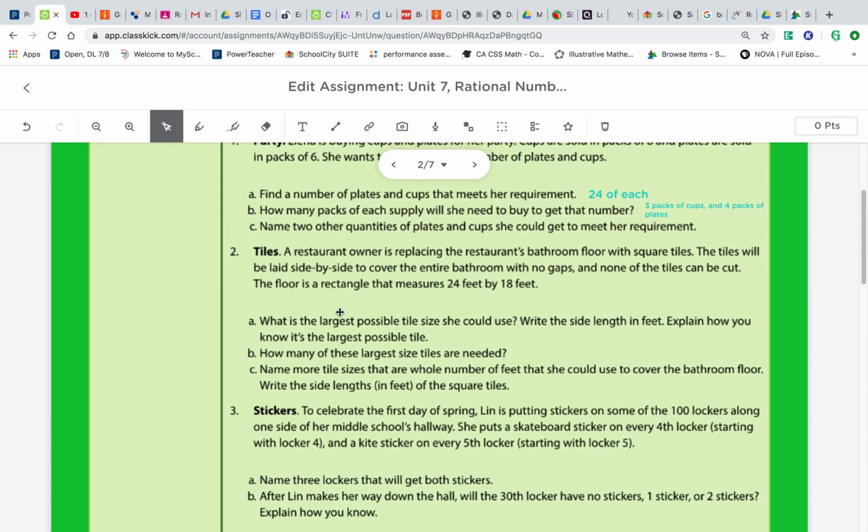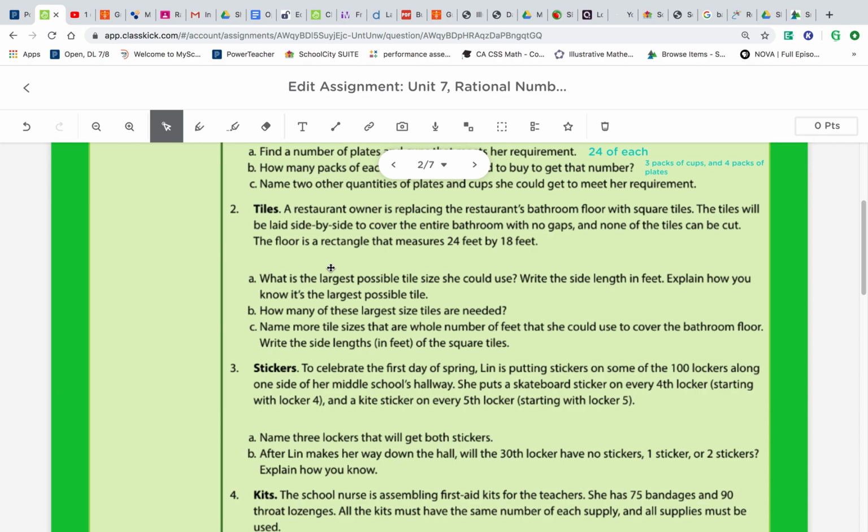Okay, so for the tiles, a restaurant owner is replacing the restaurant's bathroom floor with square tiles. The tiles will be laid side by side to cover the entire bathroom with no gaps, and none of the tiles can be cut. They've just got to fit perfectly in there. The floor is a rectangle that measures 24 feet by 18 feet. So what is the largest possible tile she could use?